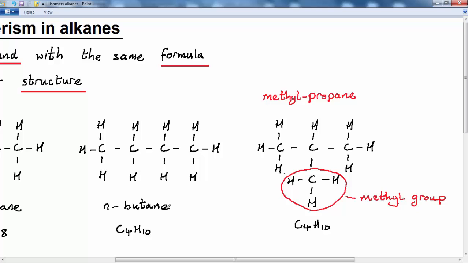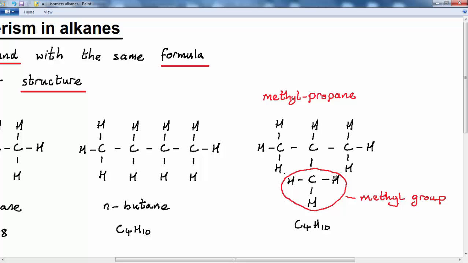Alright, we're going to stop there because we're only at GCSE or IGCSE level. What will happen next is as these chains get longer and longer, the number of isomers and possible structures that become available become more and more, and the naming can be more and more complicated, but we're not going to go into that now.